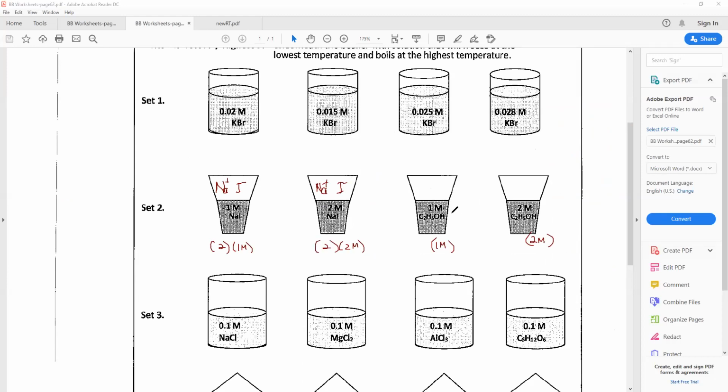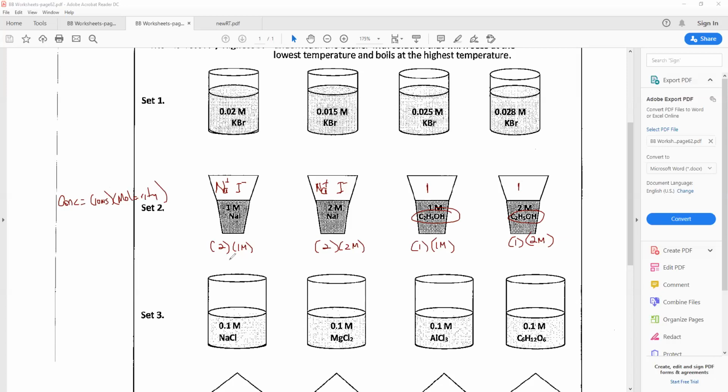This one is molecular, it stays together. Molecular is when you have a non-metal, non-metal, non-metal, non-metal. They stay together. So it's 1 and it's 1. What did we say? It all depends. The concentration is going to depend on the ions times the molarity.